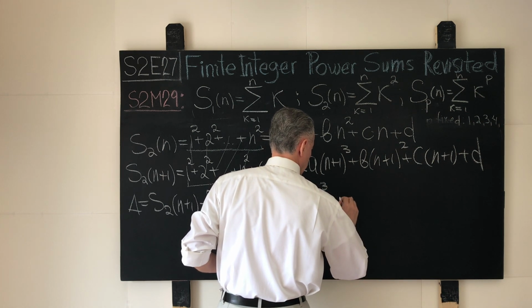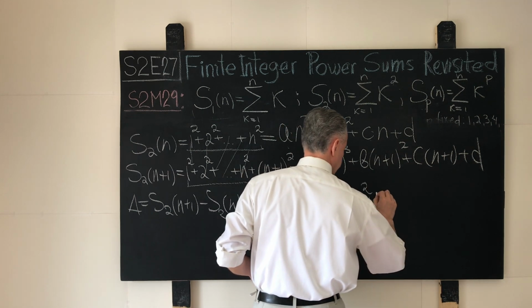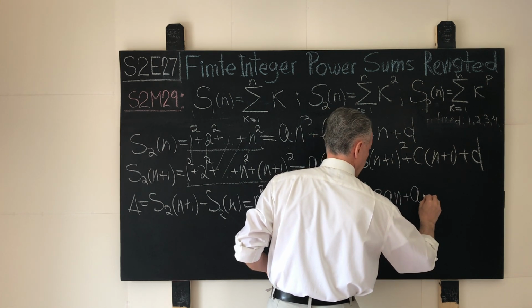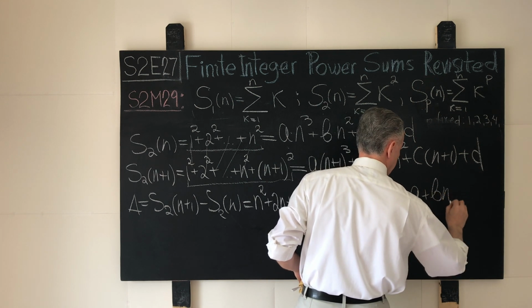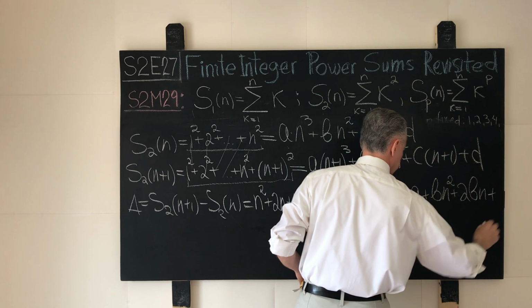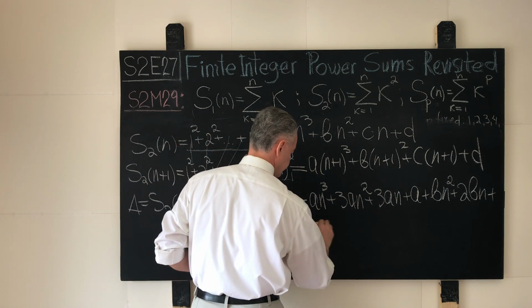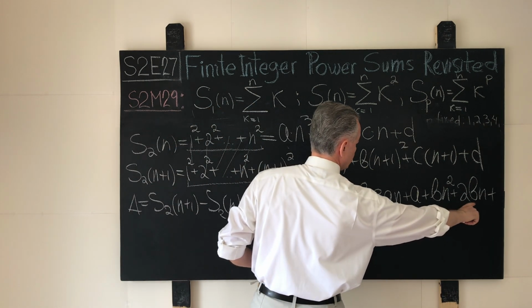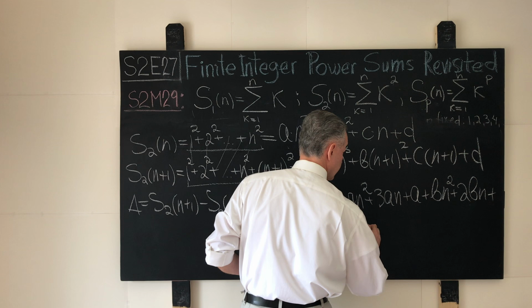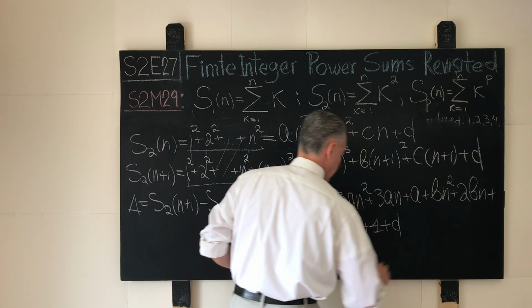an cubed plus 3an squared plus 3an plus a plus bn squared plus 2bn plus b plus cn plus c plus d.